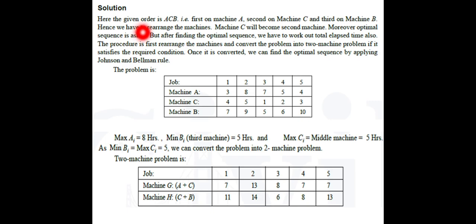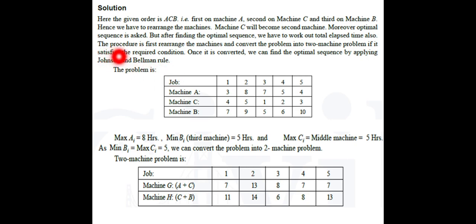Here the given order is ACB, that is first on machine A, second on machine C and third on machine B. Hence, we have to rearrange the machines. Machine C will become the second machine. Moreover, the optimal sequence is asked for this particular order. But after finding the optimal sequence, we also have to work out the total elapsed time for the sequence we obtain.